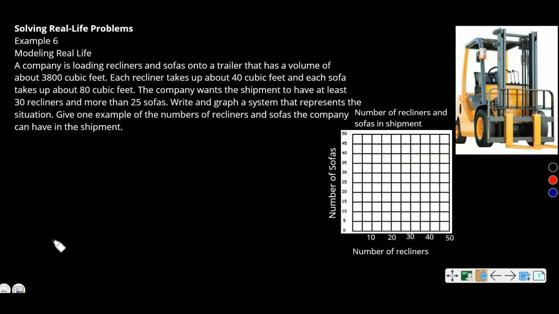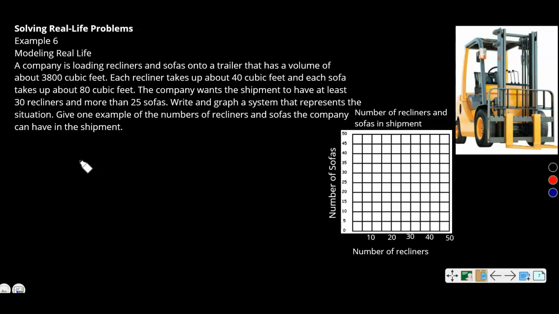All right, last example. Example 6, modeling real life. A company is loading recliners and sofas onto a trailer that has a volume of about 3,800 cubic feet. Each recliner takes up about 40 cubic feet and each sofa takes up about 80 cubic feet. The company wants the shipment to have at least 30 recliners and more than 25 sofas. Write and graph a system that represents the situation. Give one example of the number of recliners and sofas the company can have in the shipment.